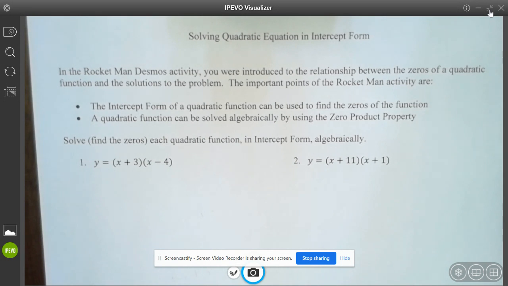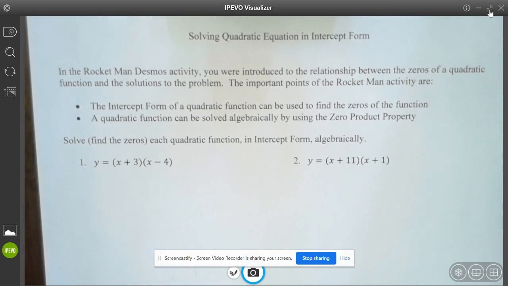This week, what we're looking at is we're continuing on with quadratics. As I said earlier, that's what we're going to be doing for the rest of the year. And there's so much to do with quadratics. And you should have already watched the Desmos activity called Rocket Man and did all the problems in there or went through the activities to have an understanding of what I'm going to do now.